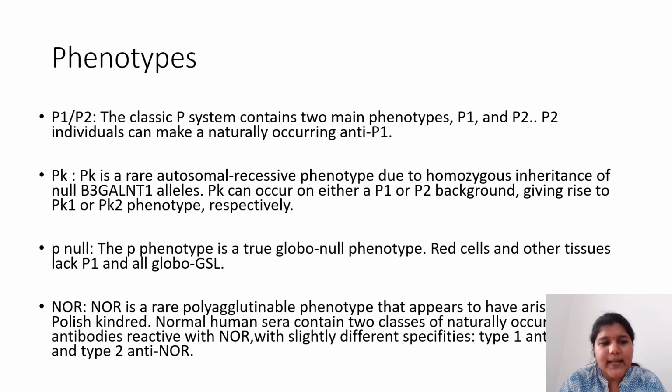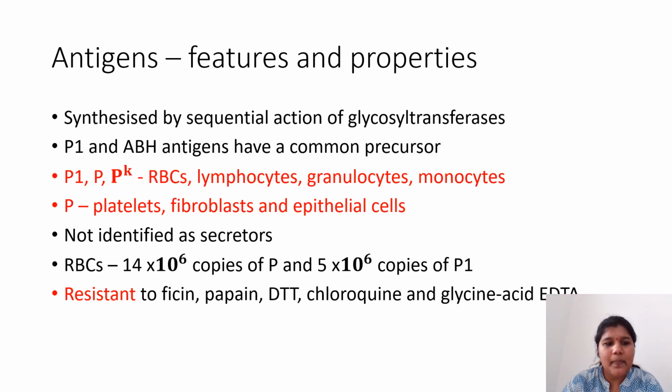Coming to the phenotypes, P1 and P2, the classic P system has two main phenotypes. The P2 individuals will make an anti-P1. PK is a rare autosomal recessive phenotype. PK can occur either on a P1 or P2 background, giving rise to PK1 or PK2 phenotype. The P null is the true globo-null phenotype. The red cells and other tissue will lack P1 and all the globo-GSL. NOR is a mutated variety.